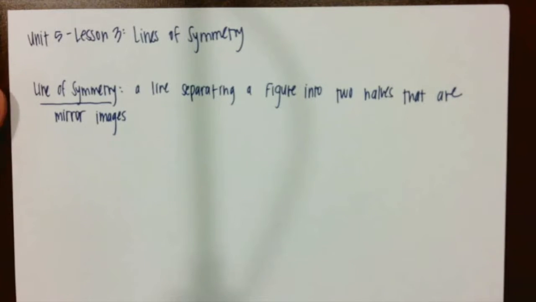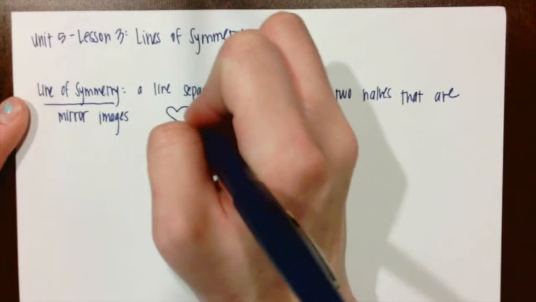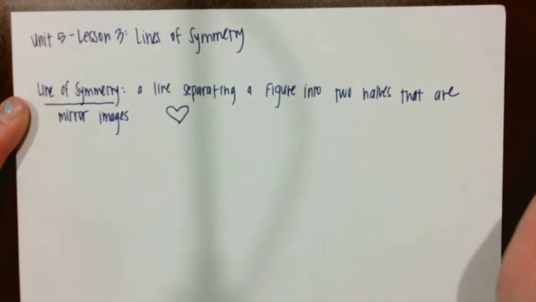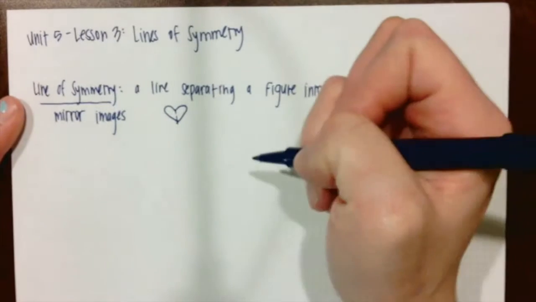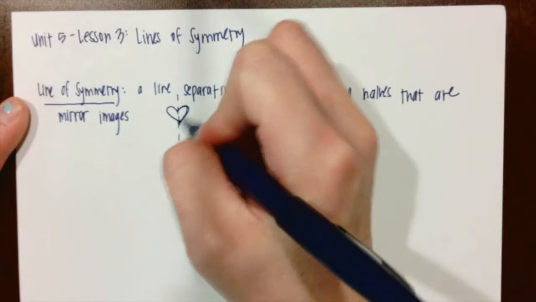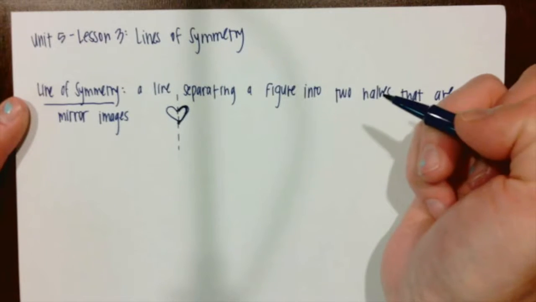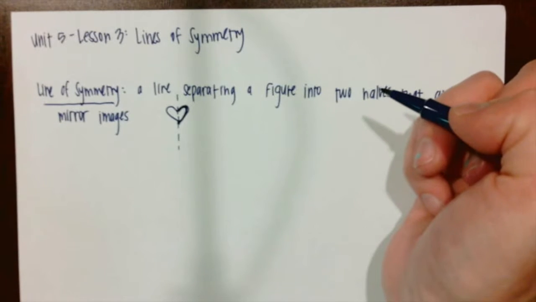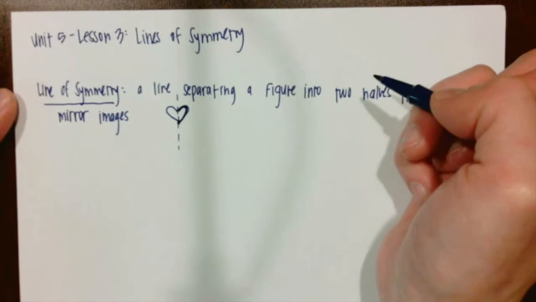So when I think of line of symmetry, the thing that comes to my head is a heart. That's not the type of shape we're going to be talking about, but if you were to fold a piece of paper in half and cut this shape right there, when we unfold the paper, the whole heart would show up. So that's kind of like the line of symmetry on that heart shape.